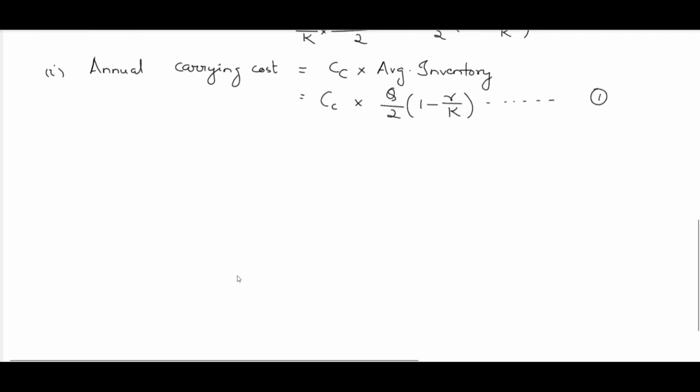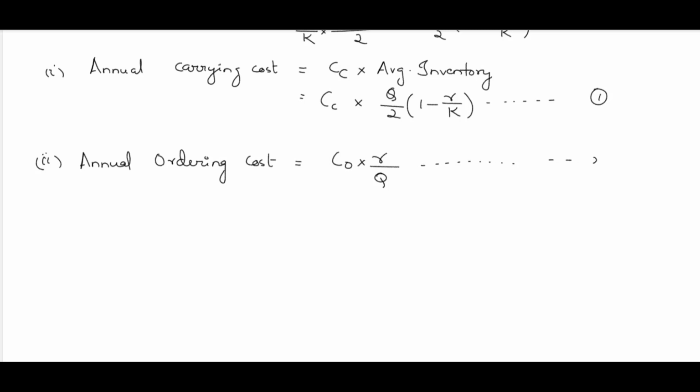Next, annual ordering cost. Annual ordering cost is equal to CO into R by Q. It is the ordering cost per order into the number of orders, which is R by Q, where R is the annual demand or consumption and Q is the quantity. So let it be equation number 2.